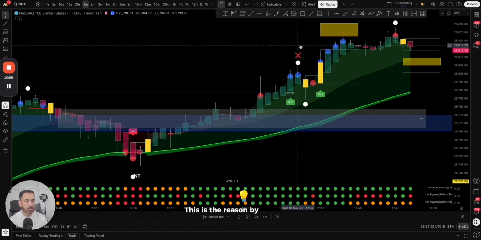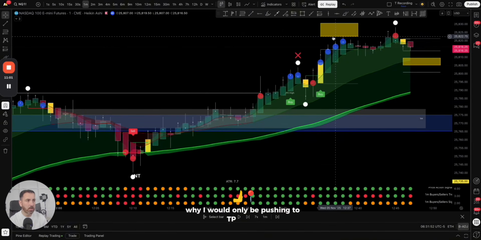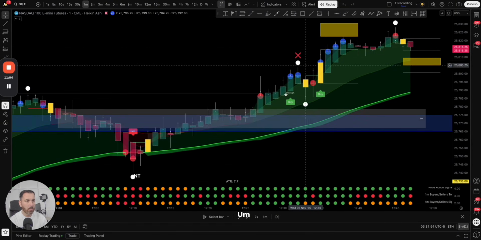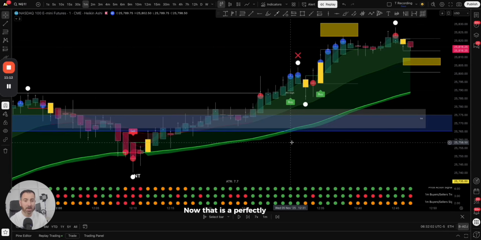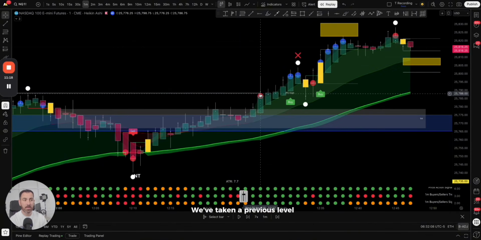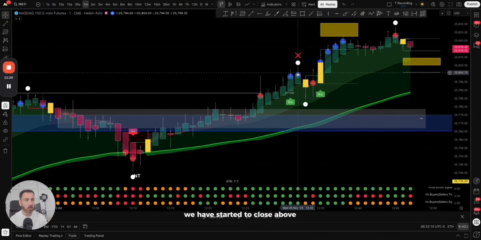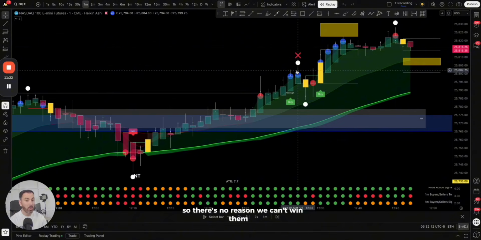A little bit before it. This is the reason, by the way, on this, why I would only be pushing to TP1 here. We've got a signal before it, a buy signal. It wicks us in, and it comes down and takes that low, and that is a loss. Now, that is a perfectly valid loss that I would absolutely take. Got no reason not to take it. We've taken a previous level there. However, we have started to close above it. So there's no reason. We can't win them all.